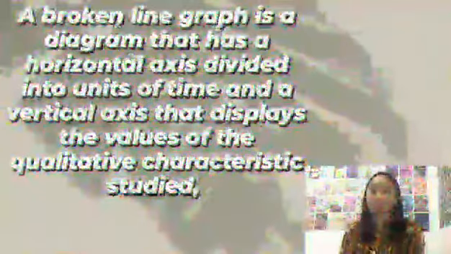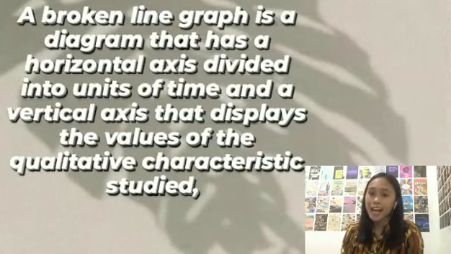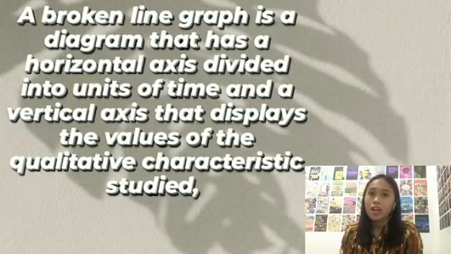A broken line graph is a diagram that has a horizontal axis divided into units of time, and a vertical axis that displays the values of the qualitative characteristics studied, and in which the data recorded are represented by points that are then connected to one another by segments to form a broken line.